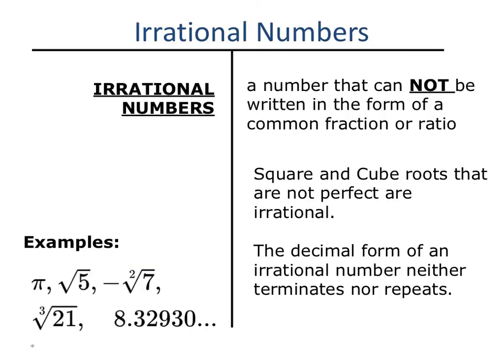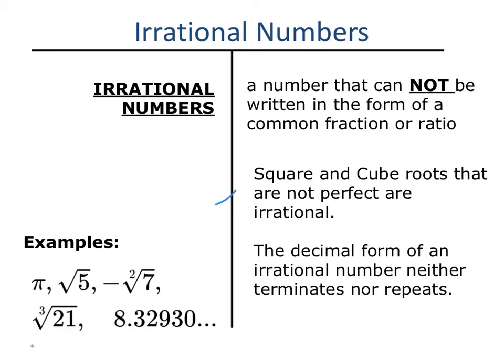All right, let's look now at an irrational number. These are new to you. An irrational number is a number that cannot be written in the form of a common fraction or ratio. And we have been looking at square and cube roots. We've been using perfect square and cube roots, but there are a lot of square and cube roots that are not perfect, and they are irrational. So perfect squares and perfect cube roots, those are rational numbers. Anything else that is not perfect is irrational.